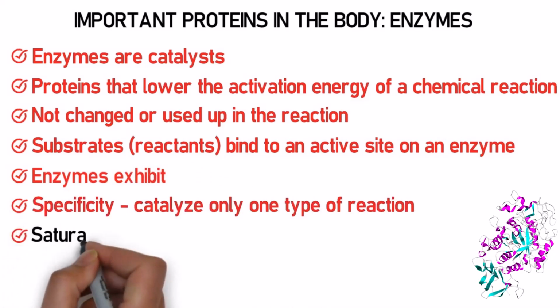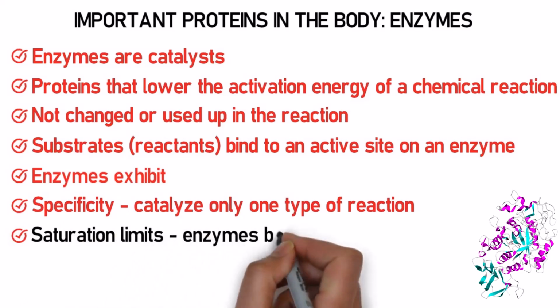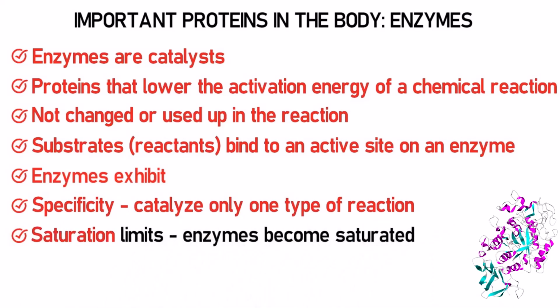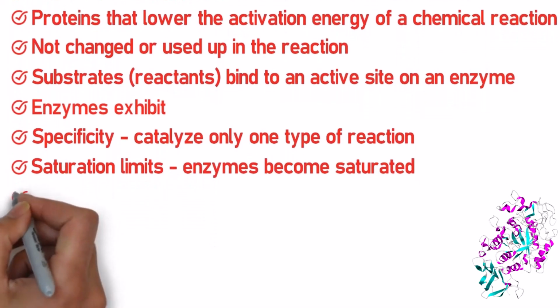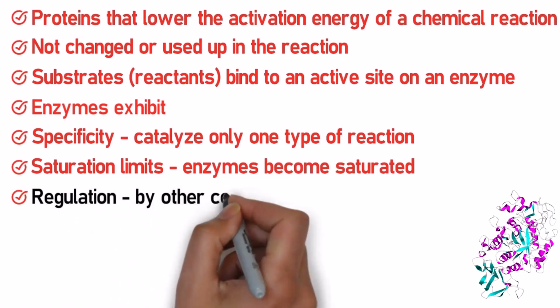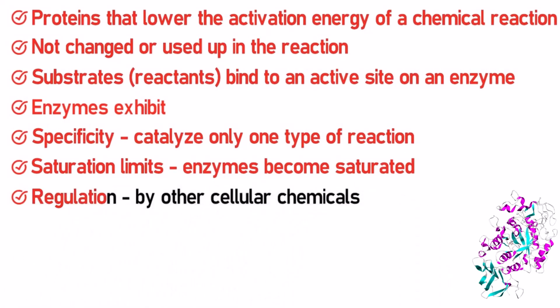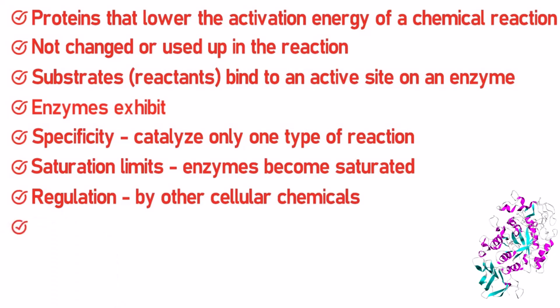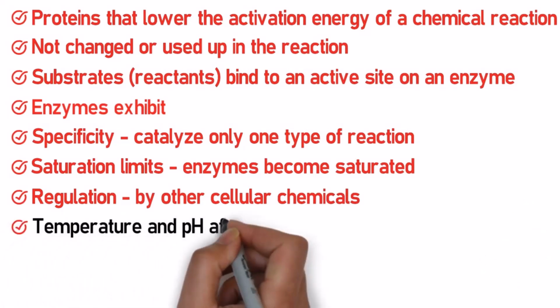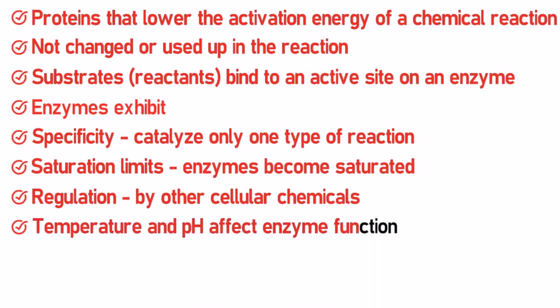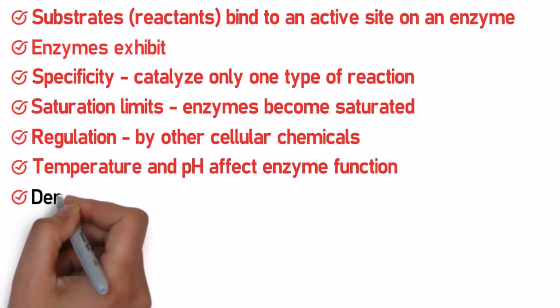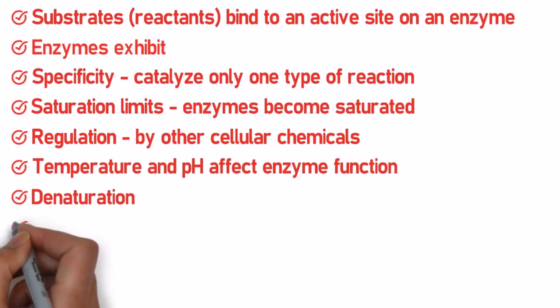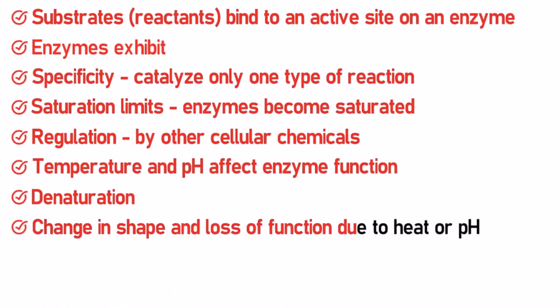2. Saturation limits, meaning that once the enzyme becomes saturated and the active site is occupied, it cannot bind to another substrate until an active site becomes available. And 3. Regulation, which refers to other cellular chemicals or molecules that regulate the activity of the enzyme to increase or decrease its activity. Enzyme function can be affected by many factors. Two common factors are temperature and pH. An extreme change in either direction of temperature or pH can lead to denaturation, which is a change in the shape of the enzyme and loss of function of the enzyme.